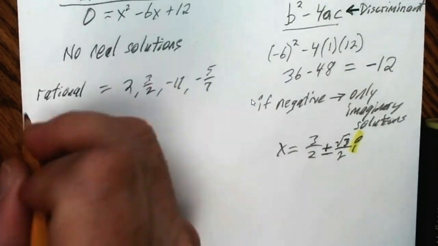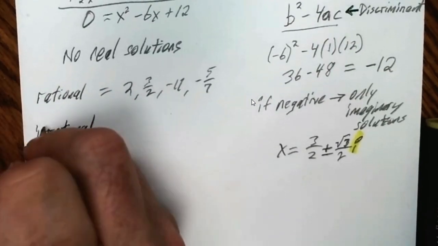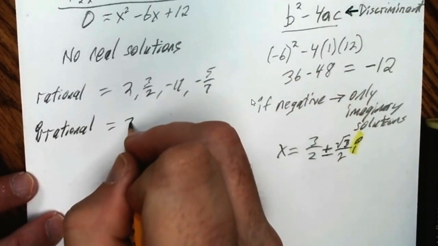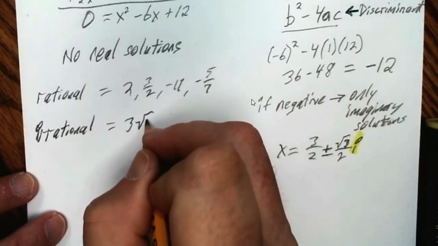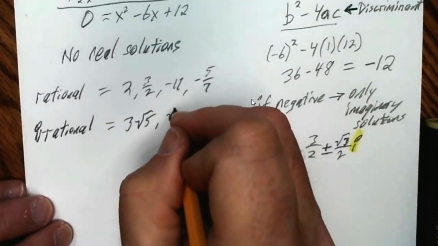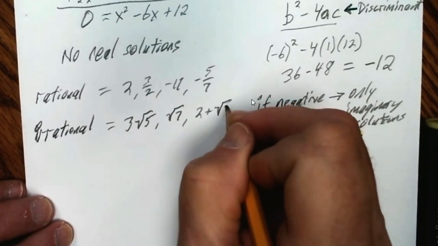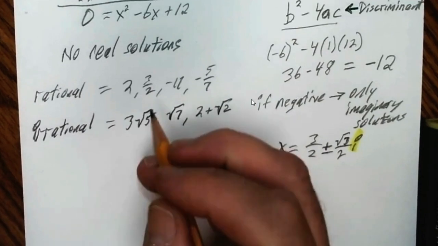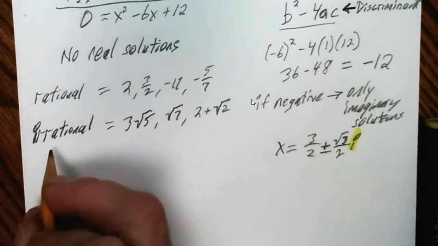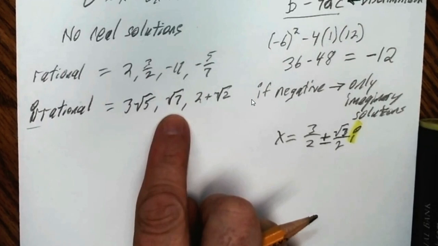What's an irrational number? An irrational number is not imaginary, it's a real number, but it could be 3 square roots of 5. It could be the square root of 7. It could be 2 plus the square root of 2. Anything that has a square root in it like that is irrational. But they're real numbers. The square root of 7 is a real number.